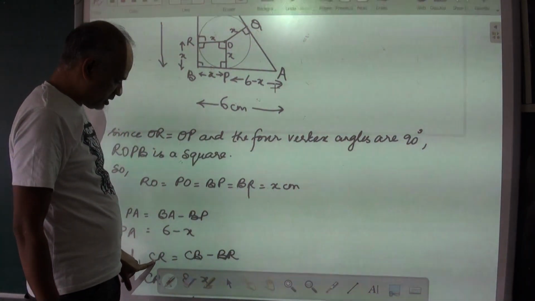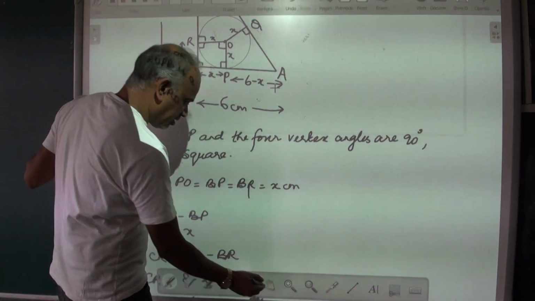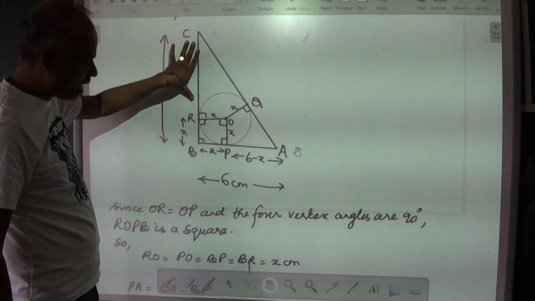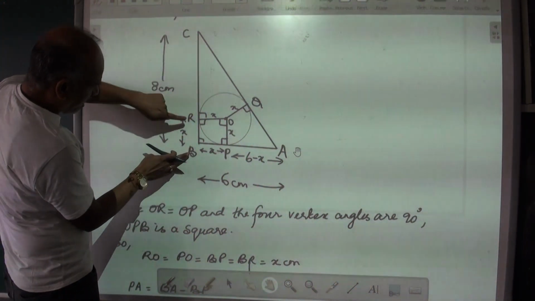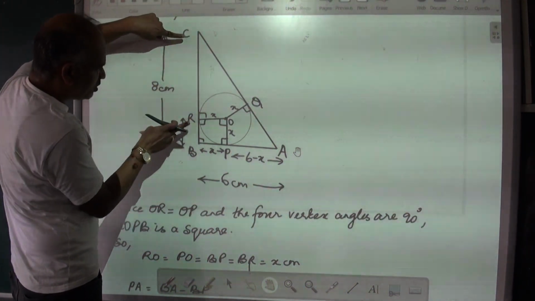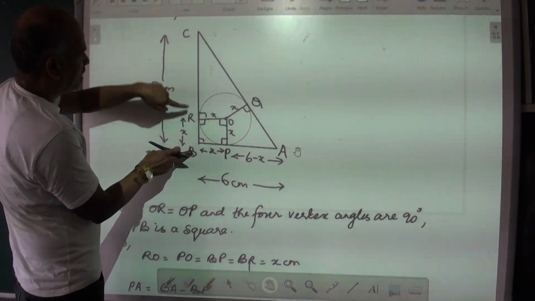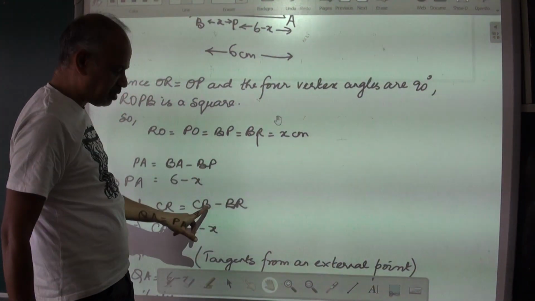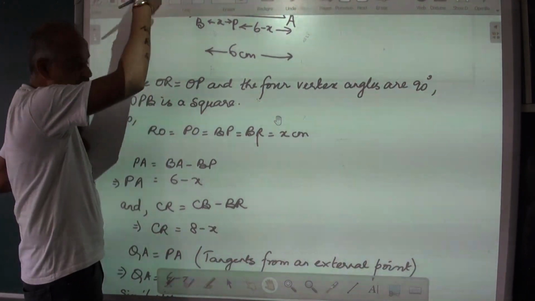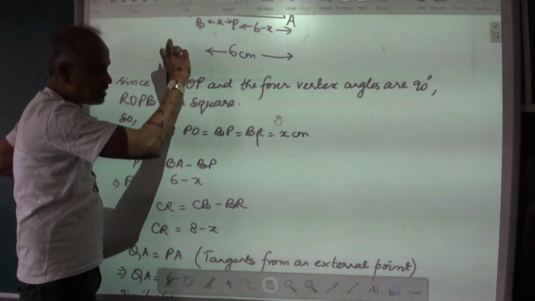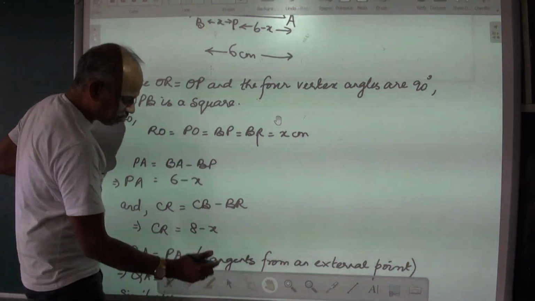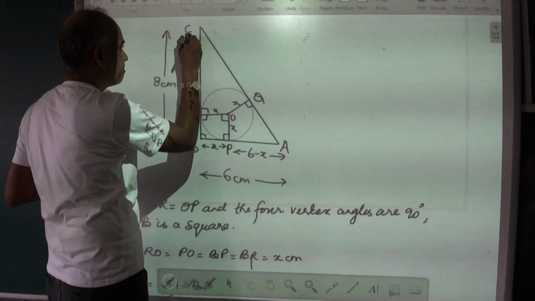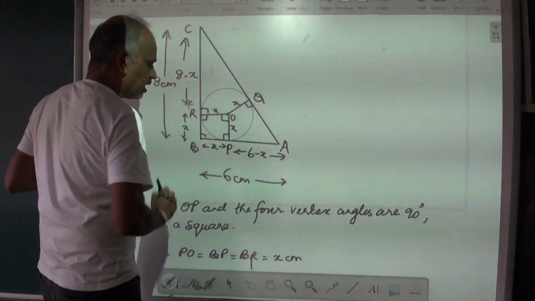And for the next one, CR is equal to CB minus BR. I'll show it in the figure. CR, this one, I'm going to find. CR is equal to CB minus BR. This length is equal to the whole length minus BR. So CR is equal to CB, the whole length of this side, which was 8, minus BR's length, that small one, which was x. So CR's length is 8 minus x. Let's mark that. CR's length, this one, is 8 minus x.